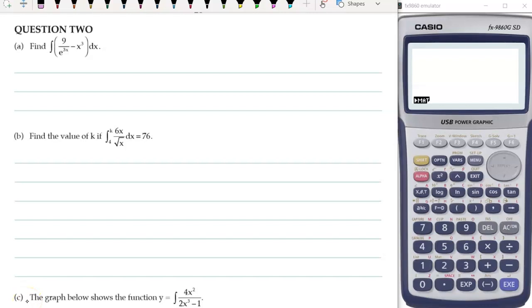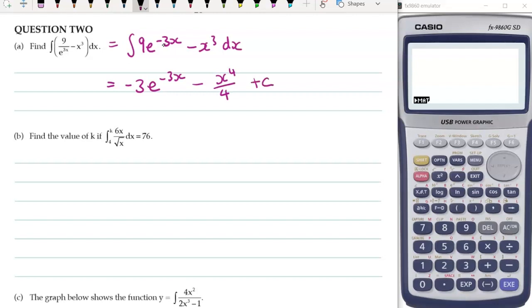Now before integrating this one, we'll just change it into 9e to the minus 3x minus x cubed dx. E to the x doesn't change, but we do the reverse chain rule on it. So where we would normally have multiplied by minus 3 if we were differentiating, we need to divide through by the minus 3. So 9 divided by minus 3 is negative 3, and then e to the minus 3x. And then x cubed becomes... No, it doesn't. It becomes x to the 4 over 4 plus c.